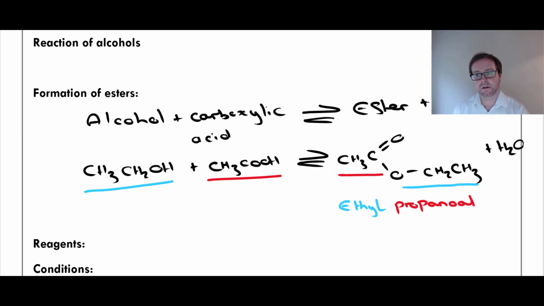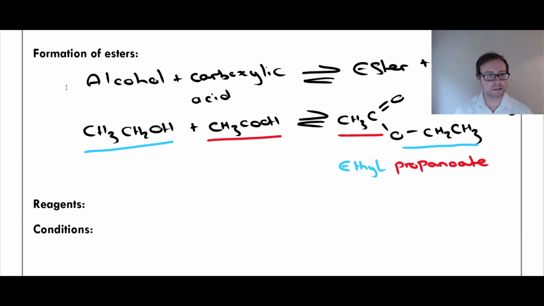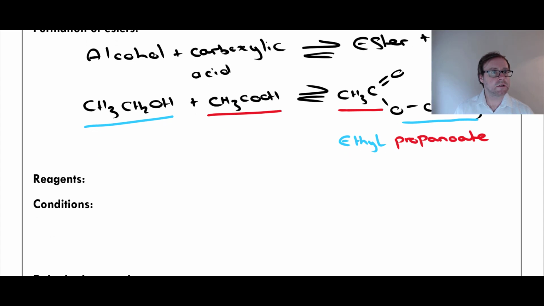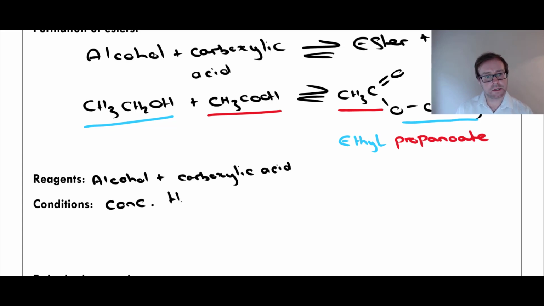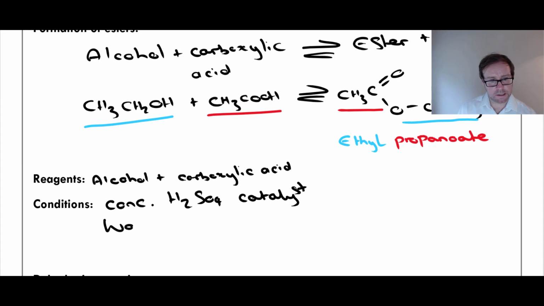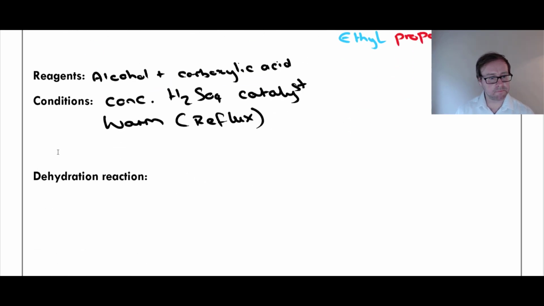Okay, so there's another video on forming esters and how to name esters. So the reagents we need for this are obviously an alcohol plus carboxylic acid. Conditions: we need a concentrated H2SO4 catalyst, and in general we need to warm it or reflux it. Warm or reflux, it does work, it's better if it's reflux.